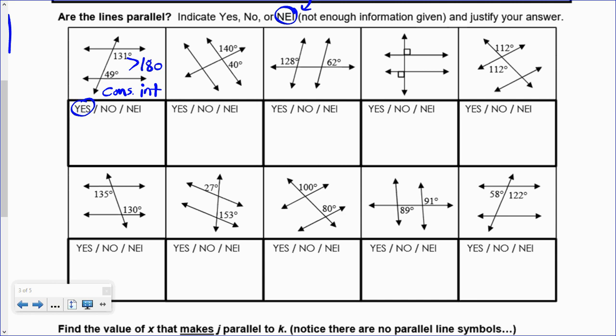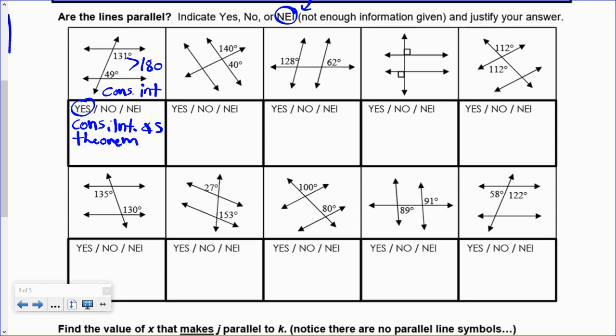Then you have to defend your answer. This is how you're going to do it. It's just like in a proof. If you want to say yes, lines are parallel, you're going to state a theorem that would prove that that is true. Now it's not complicated. Which angles did I use? So you're going to say consecutive interior angles theorem.